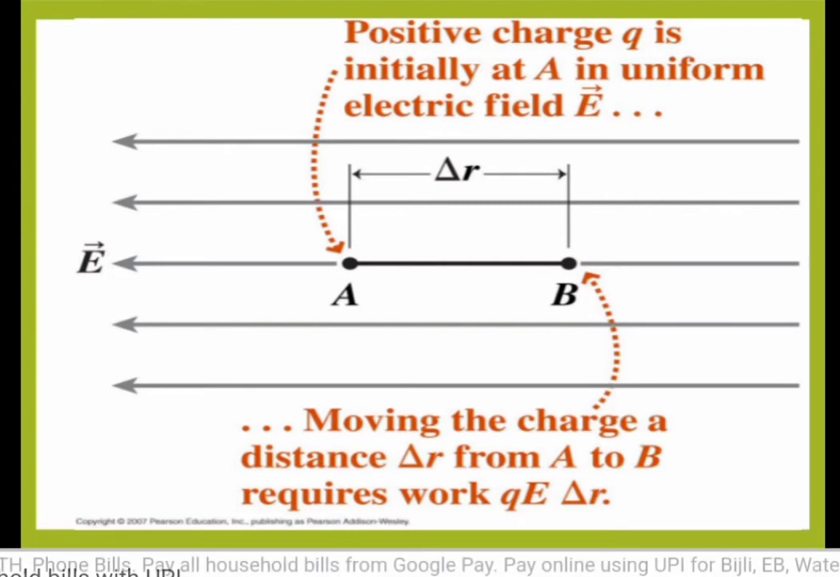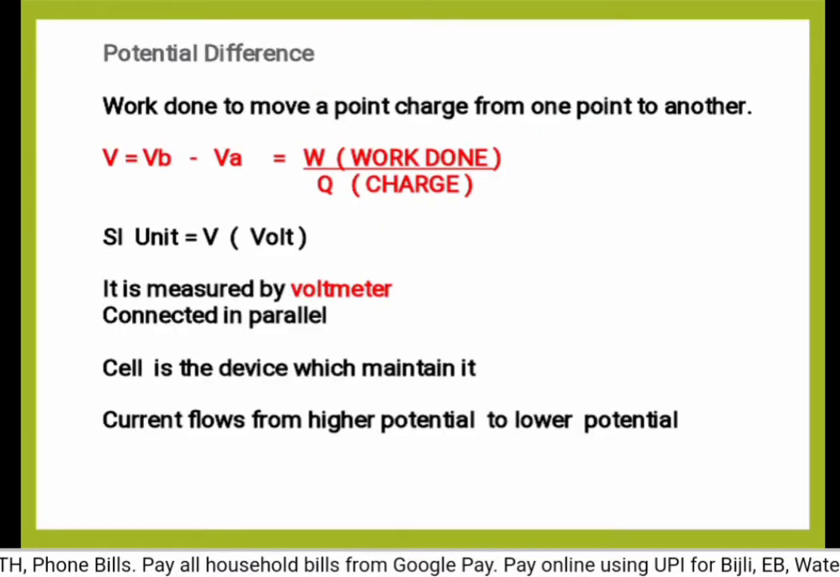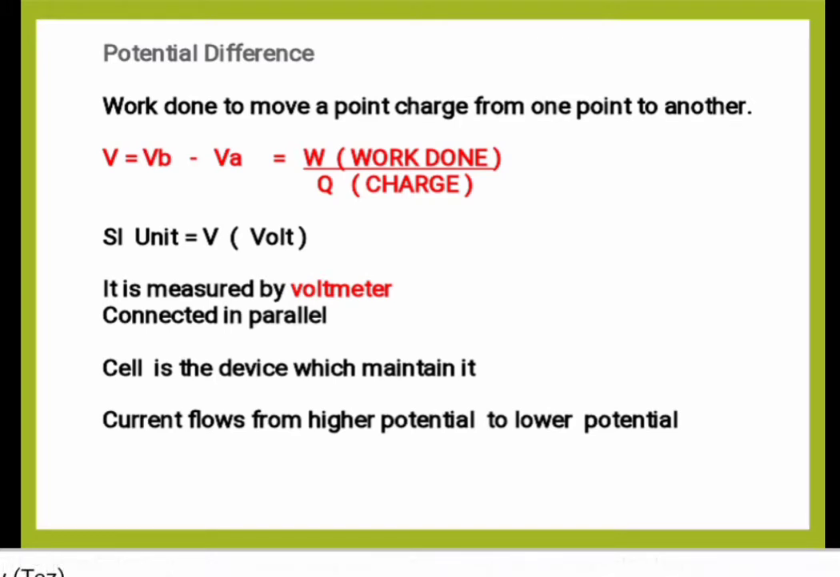This is the work done in bringing a point charge from one point to another, or you can say from infinity to a particular point. So the formula we get from this definition is V equals VB minus VA equals work done upon charge.